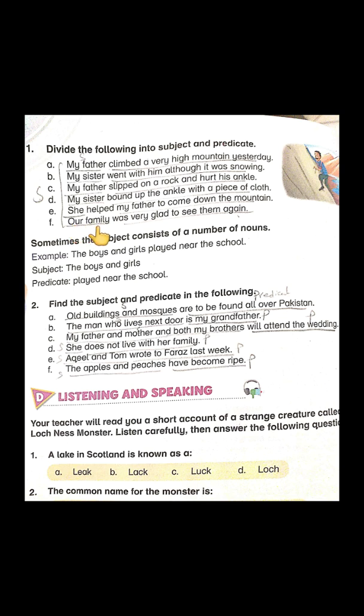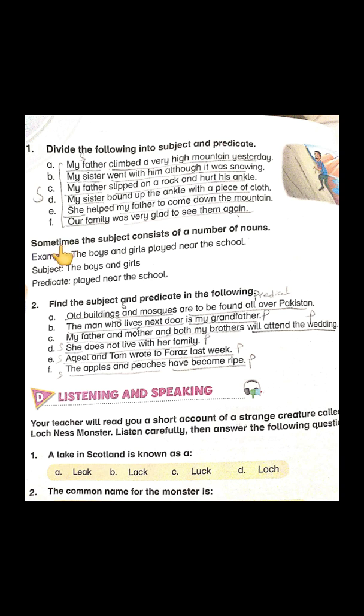Last is, our family was very glad to see him again. So what is the subject here? Our family. Underline our family, and from was very glad to see him again is our predicate. Underline from was, because this is the predicate, talking about our family, the subject. I am mentioning again to underline the subject with red and the rest of the sentence, which is the predicate, with blue.